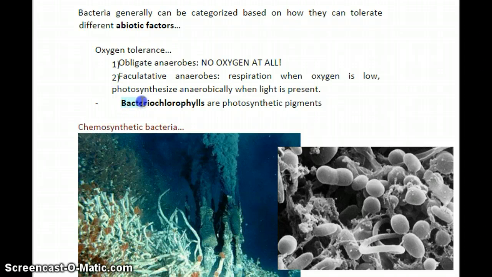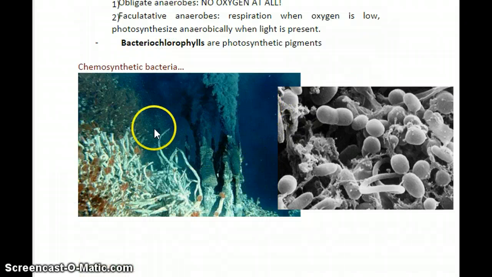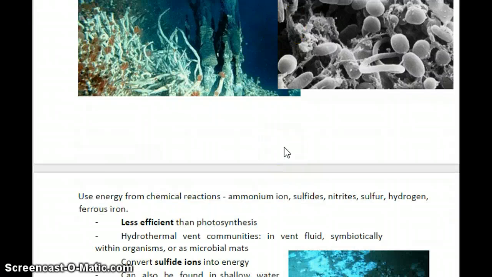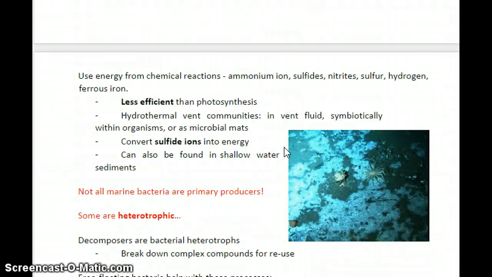Bacteria organisms that can do photosynthesis contain what are called bacterial chlorophylls. So this is different than a plant cell that has a chloroplast. Chloroplasts do photosynthesis. So these guys have bacterial chlorophylls, which are little pigments that aid in that process. Chemosynthetic bacteria, of course, are kind of a different category, but they can make their own energy as well.